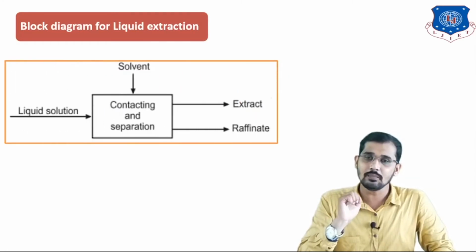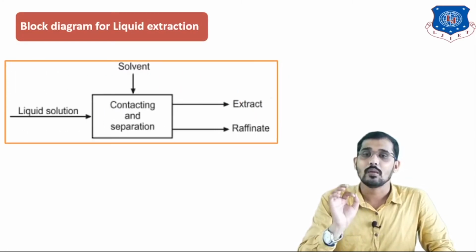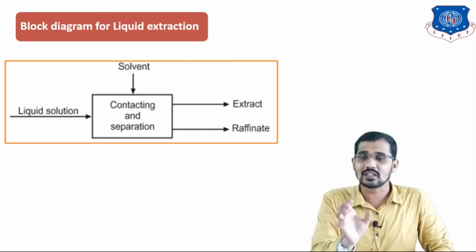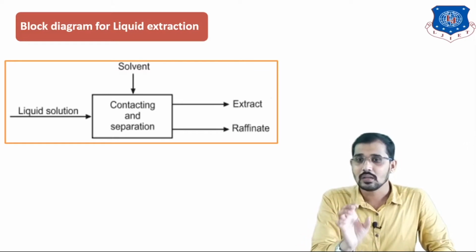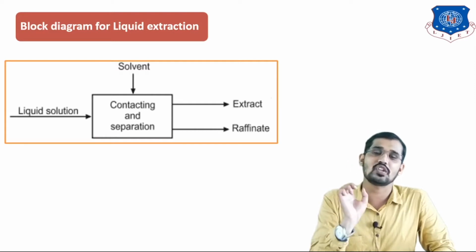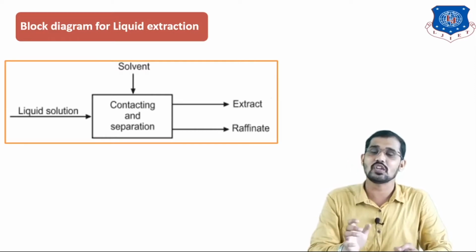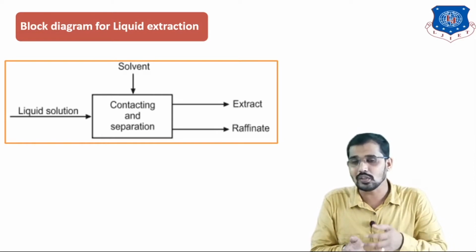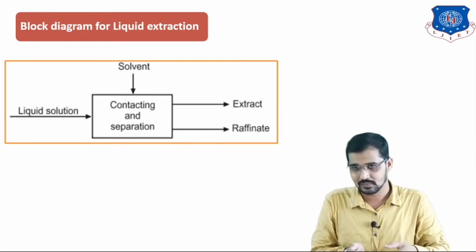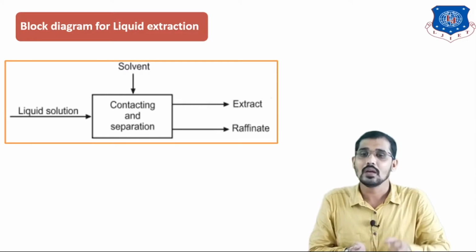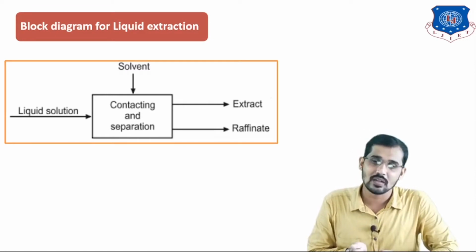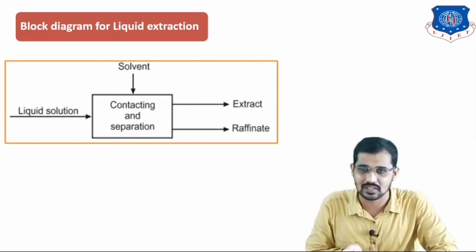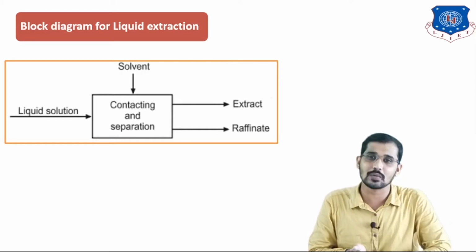You can see on the screen, this is very important for material balance in liquid extraction. Liquid extraction is a contacting and separation process. Contacting and separation means here we are contacting our liquid solution, from which we are removing a component, that may be a liquid component, by using the extracting solvent. Means here we are contacting our feed solution with the extracting solvent. That's why this is a contacting process.